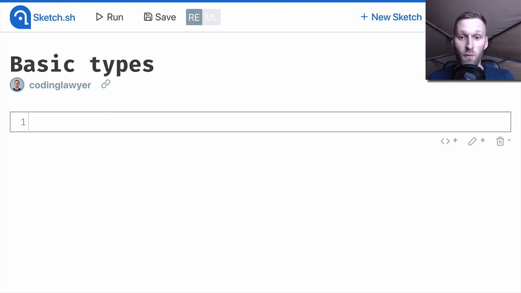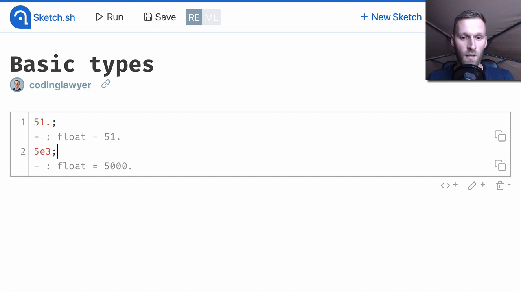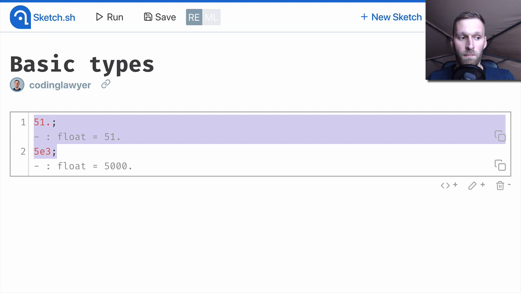Now let's talk about another Reason basic type called float. A float must be written in a way which allows you to tell that you really have a floating point number and not an integer, which means you have to use either a decimal point or an exponential. So let's take a look at examples. Now we have 2 examples here, and these are both floats. The first example uses a decimal point, and the second one is exponential.